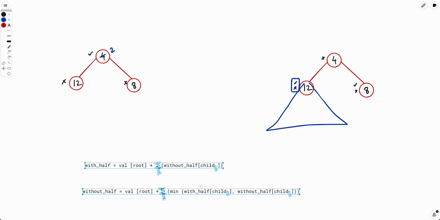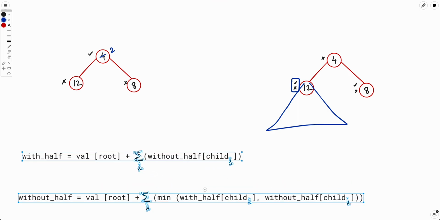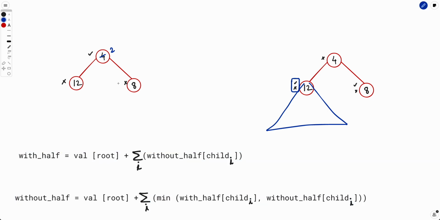So this would be the final mathematical representation of this part. For this root, we are trying to find two values. What is the minimum possible path sum if we have this node? What is the minimum possible path sum if we don't have this node?